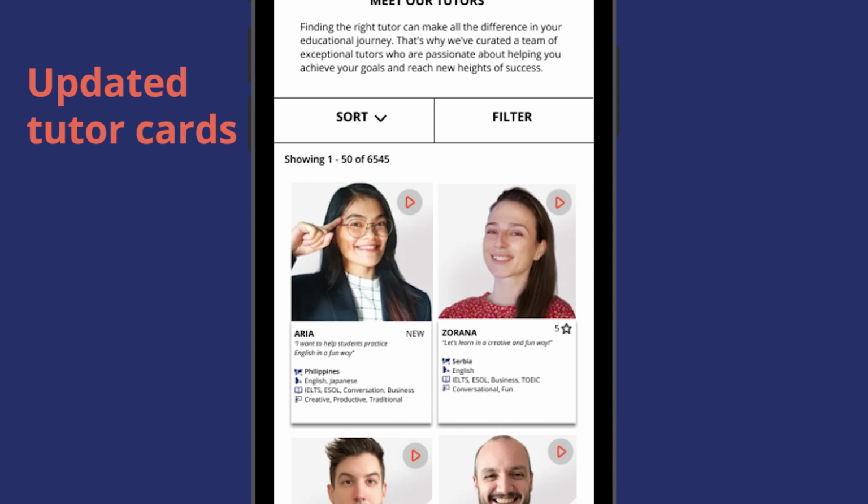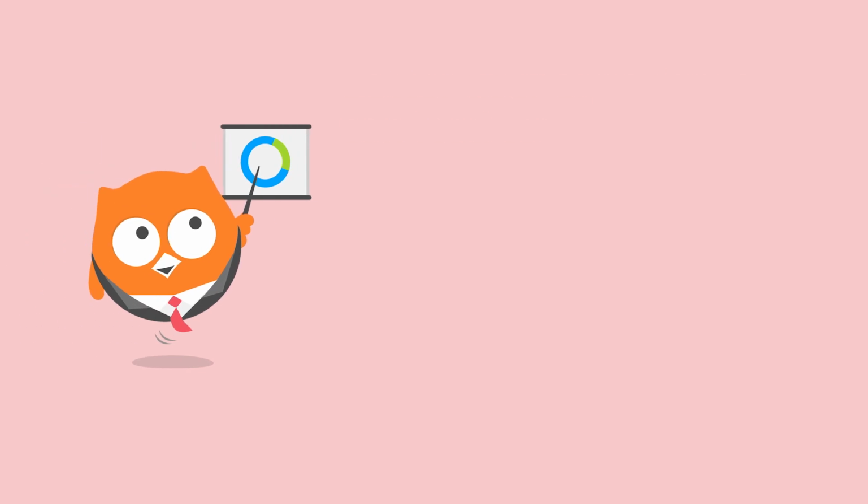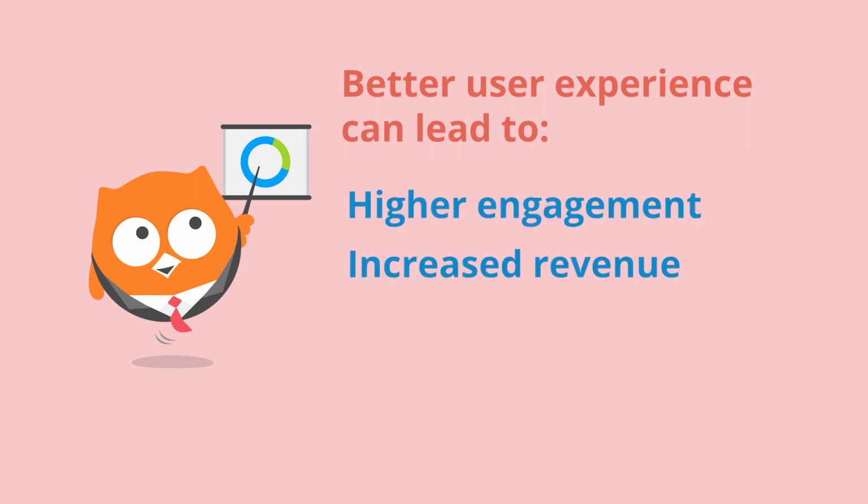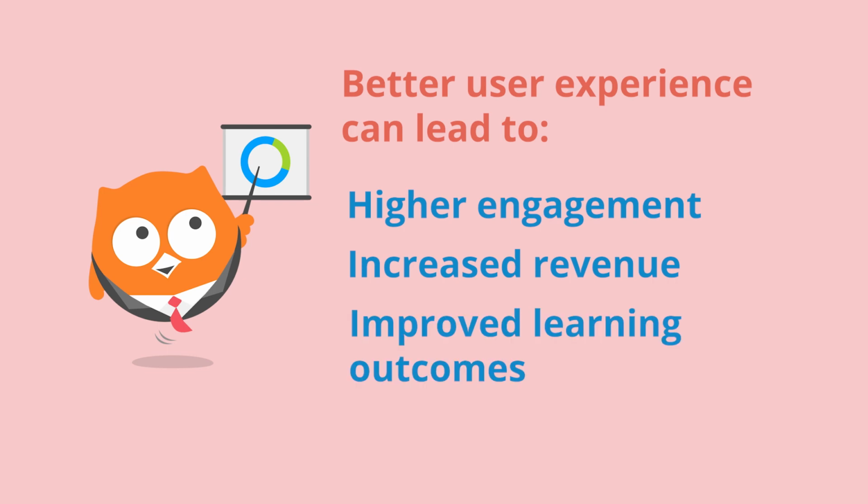To address the issue of tutors with no ratings showing up, tutor cards will appear randomly and will have new next to their name instead of 0 ratings. This will guide the user's focus on the tutor's offerings rather than the fact that they have 0 ratings. By making these changes to the user's tutor selection process, Engoo can create a better experience for their users overall, which can lead to a range of benefits, from higher engagement, increased revenue, to improved learning outcomes.